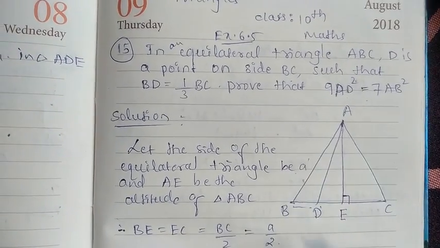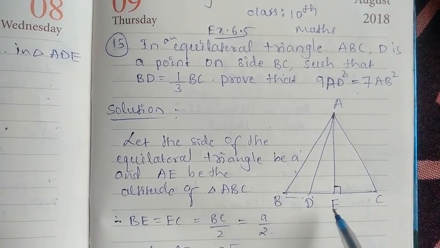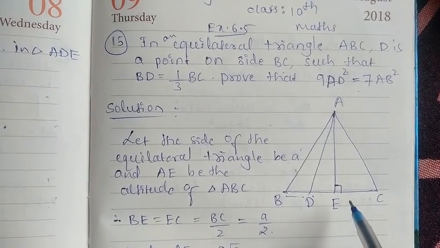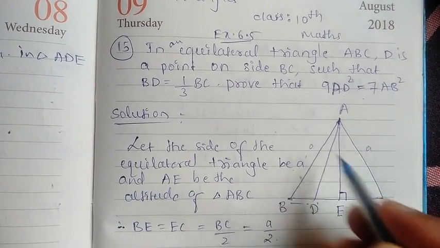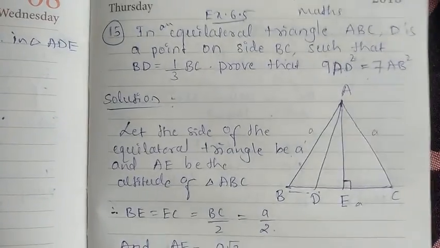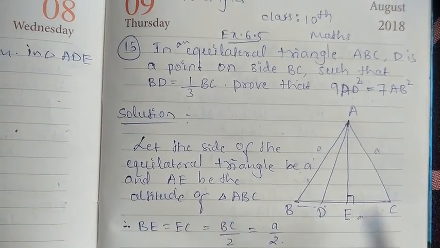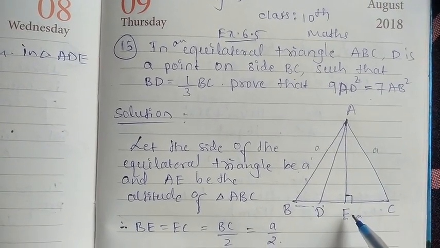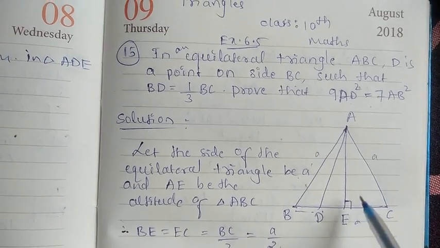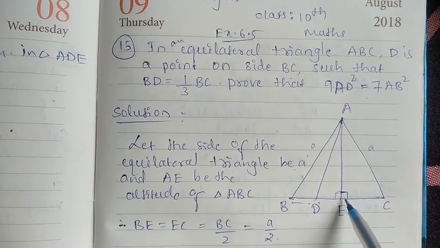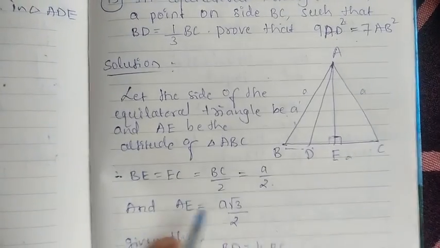The given triangle ABC is an equilateral triangle. We know that an equilateral triangle has 3 equal sides. So here we will take the side of the equilateral triangle as A. Let AE be the altitude of the triangle ABC. AE is the altitude, meaning height. The altitude of the triangle means it makes 90 degrees on both sides.